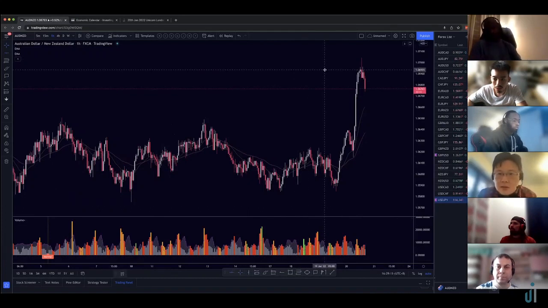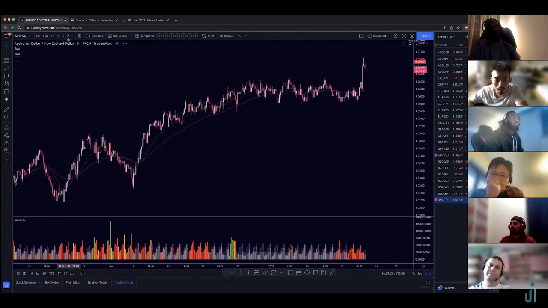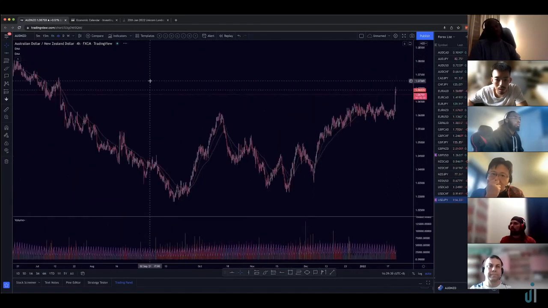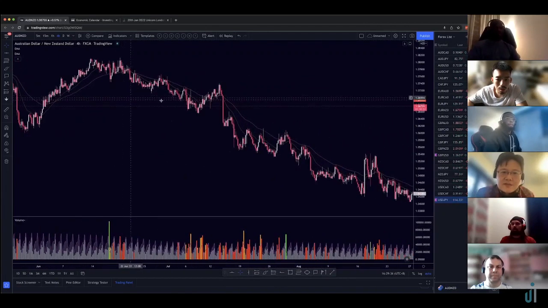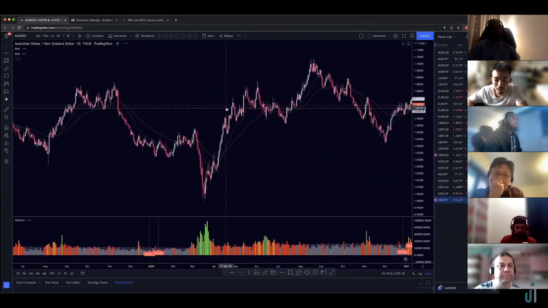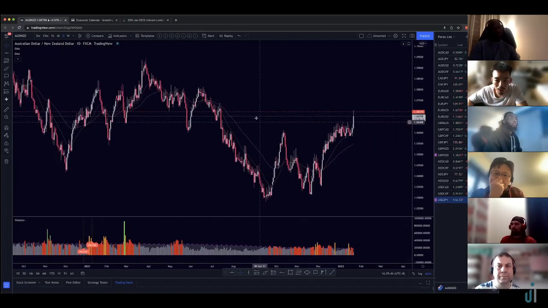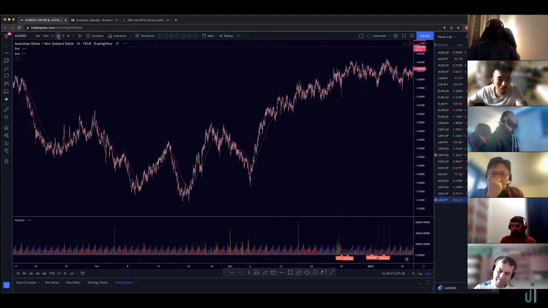You want to sell this, right? Yes, I want to sell this. Where's your level to sell off? Do you have a level? I was just looking at this thing being very extended. That's not enough. The basis of our trading is we have to make sure we have a level to work off. That's the first most important thing.